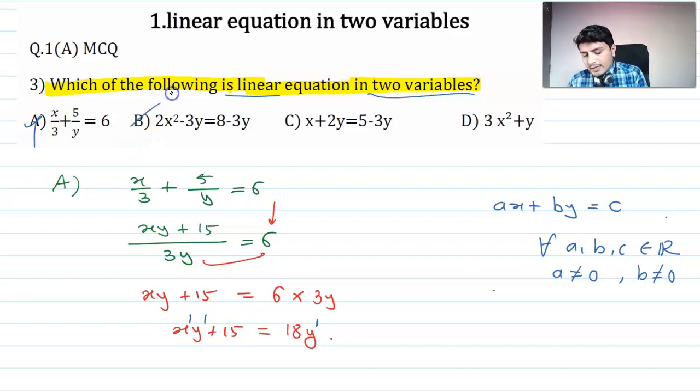Now look at the next one. The highest degree of the variable x is 2, so it is not a linear equation in 2 variables. Look at option C.